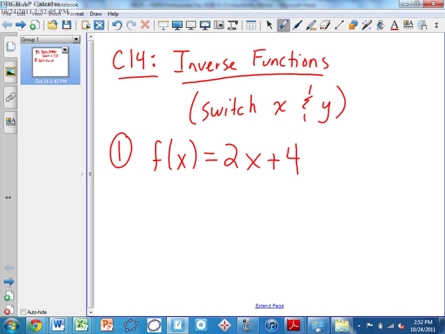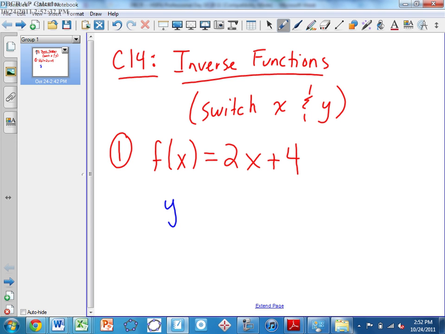So, we've got f of x equals 2x plus 4. Now, this process I want to go through here is going to take us a few steps to do. We want to, again, be switching x and y. So first of all, right off the bat, is there even a y in the equation? No, there's not. But something in this equation represents y. F of x. Again, here, this f of x is really a y.